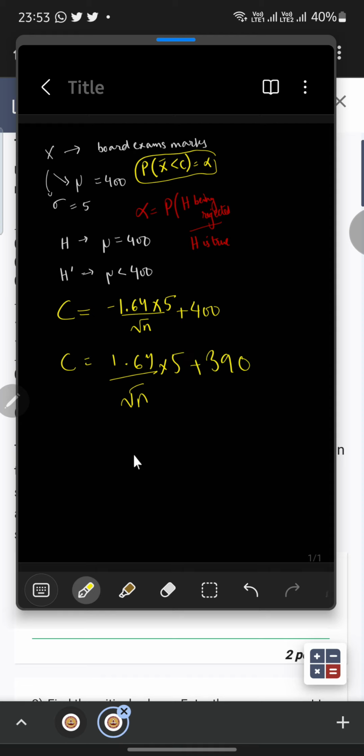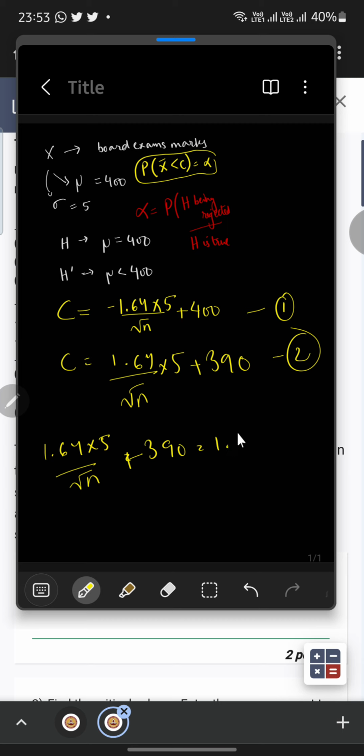You see, it's basically the assumed value. So it's pretty good up till now. What is left? We just need to equate these two equations, equation 1 and equation 2, and voila, we will get our answer. So 1.64 into 5 by root n plus 390 is equal to minus 1.64 upon root n into 5 plus 400.